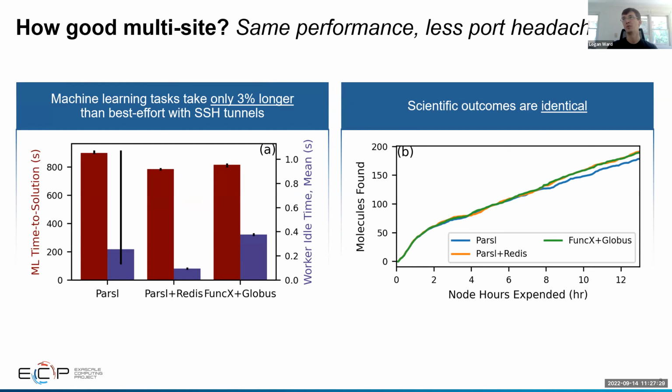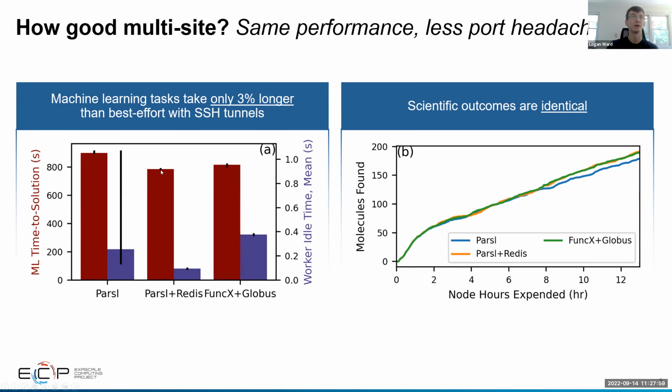And what we were able to find is that in using this kind of out-of-workflow-engine way of transmitting data, we can create a system that uses Globus to transfer data between systems and uses FuncX to transfer task requests that's only 3% slower on performing those machine learning tasks than if we had a solution that relied on Parsl and using Redis to transmit the data and doing a lot of wrangling with SSH ports. So in short, we can get near performance parity.